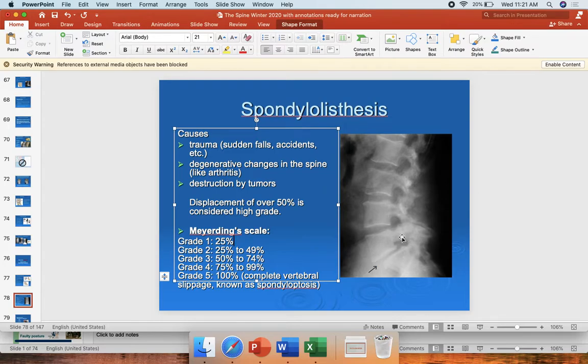And then if this vertebrae were to be completely off of the one below it, this would be 100% spondylolisthesis. So when I look at this one right here, I would say it's probably right in the neighborhood of 25%, probably a little less. So this is probably a grade 1 spondylolisthesis.